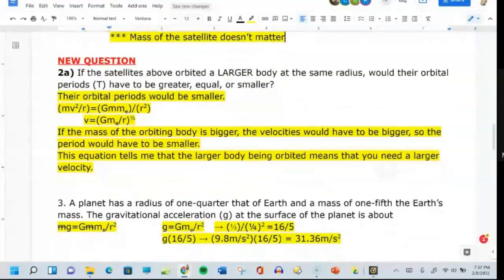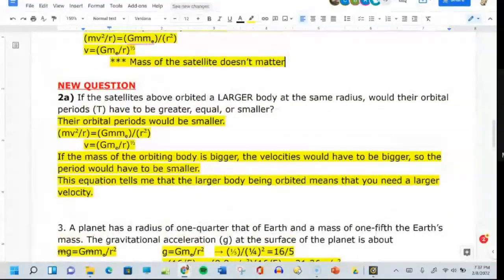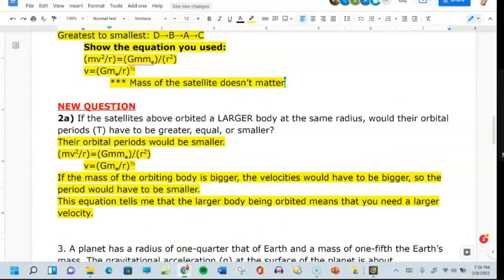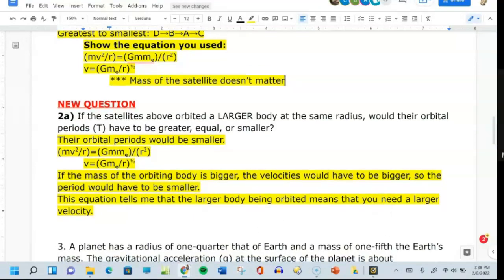This is a new question I ask. What if all of these satellites were taken to a larger body, but they maintain their same radius and their same mass? How would their orbital periods be, greater, equal, or smaller? Well, let's look at the equation again. V equals radical GM over R. So someone did it. Terrific.